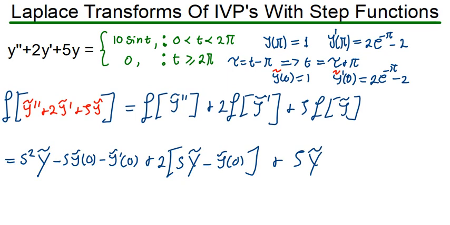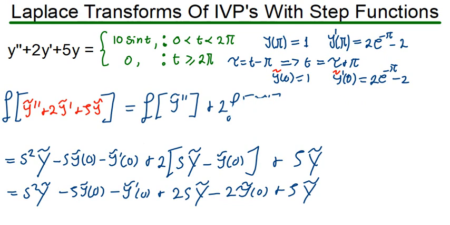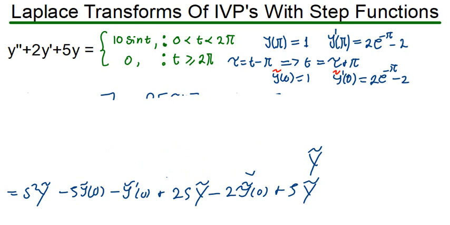So that's what I end up with: s squared times uppercase Y tilde, minus s times y tilde of 0, minus y tilde prime of 0, plus 2 times s times uppercase Y tilde, minus 2 times y tilde of 0, plus 5 times uppercase Y tilde, like that. The only thing you have to do right now is substitute the initial conditions that you have. So let's go ahead and do this.